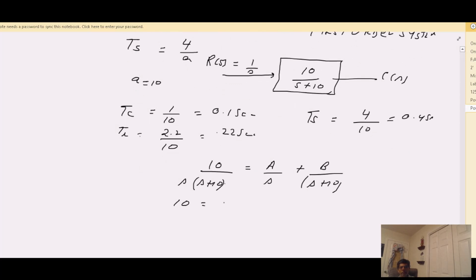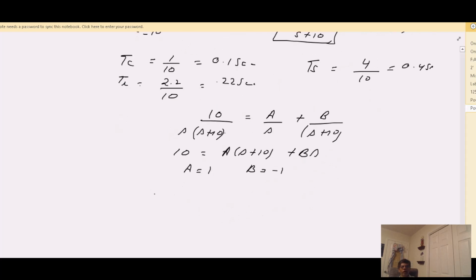So if that's the case, my friends, we can write this as 10 equals A times S plus 10, plus BS, right? If S is equal to 0, we get the value of A is equal to 1. And if S is equal to minus 10, then we get B as minus 1. If you plug those in, we can find the response in the time domain by taking the inverse Laplace transform.